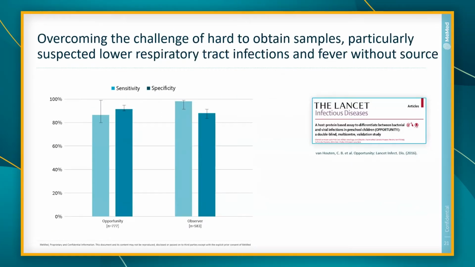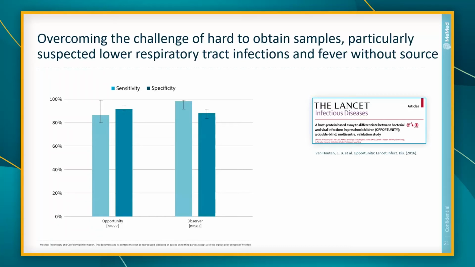Okay, so I want to start with how we can use host response to overcome the challenge of hard-to-obtain samples. The study on the left here, the OPPORTUNITY study, focused on 777 children, 3 months to 50 months old, with suspected lower respiratory tract infections, where obtaining the sample is particularly hard, or fever without source, where we don't really know where the infection site is. These are 2 clear examples. Going after the bug, the pathogen, is harder, because either we can't access the infection site or we don't know where it is.